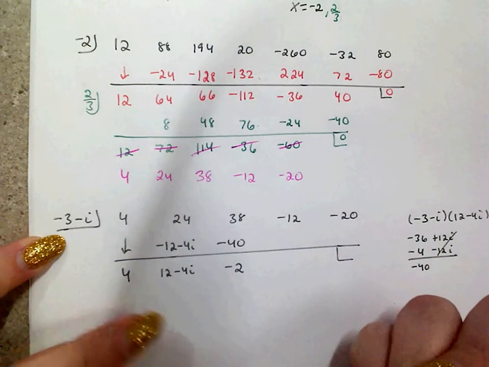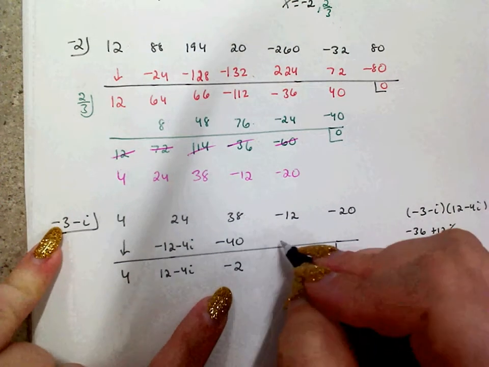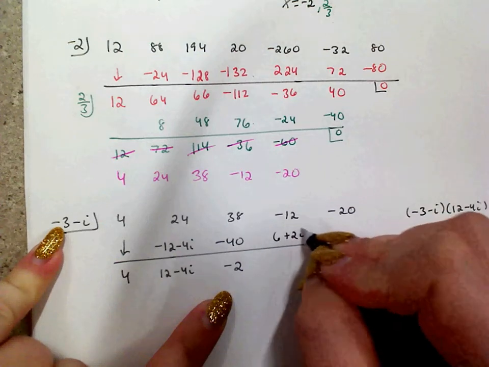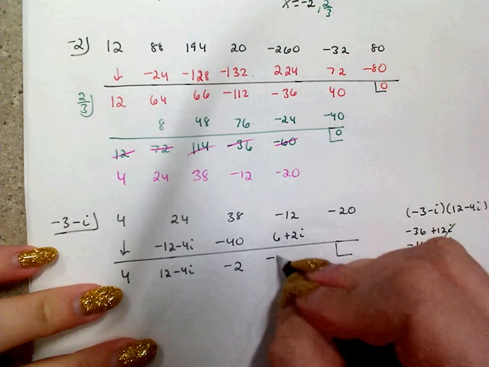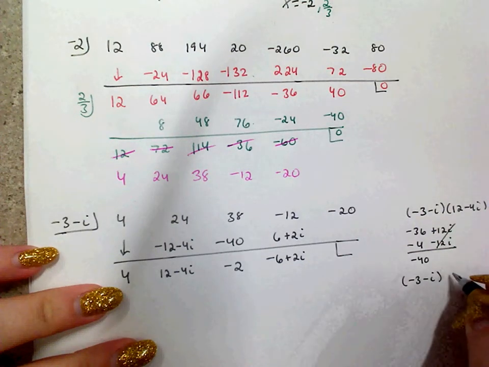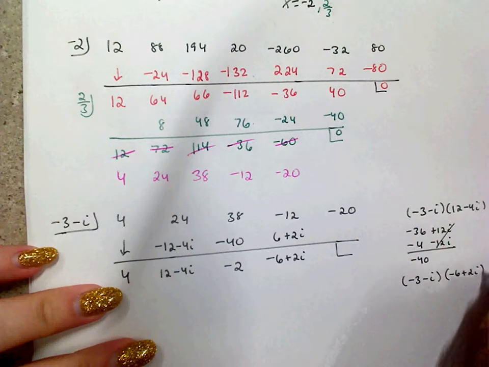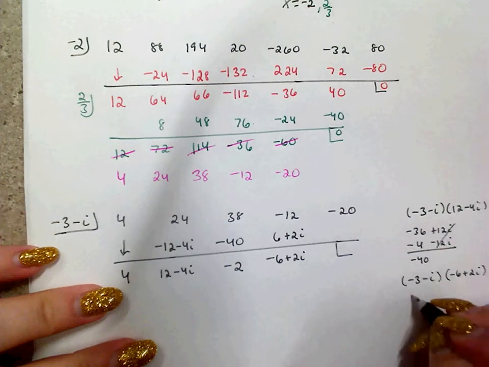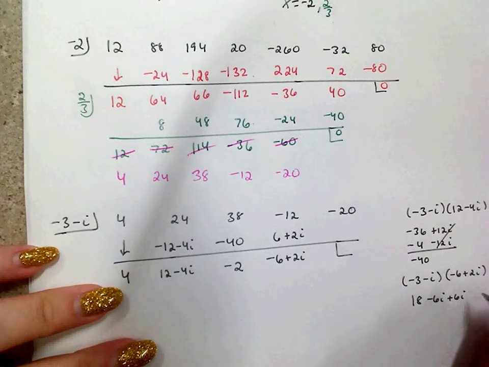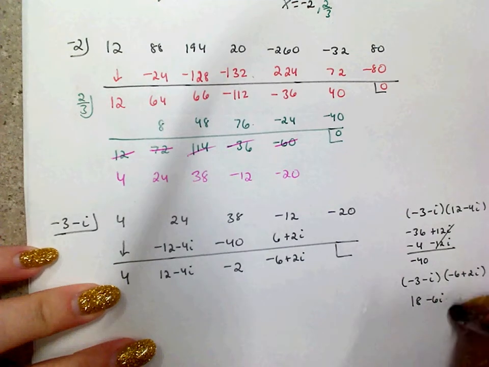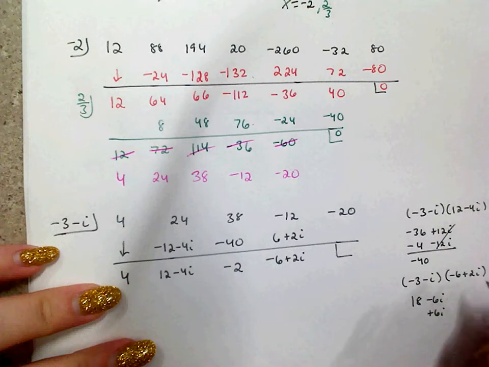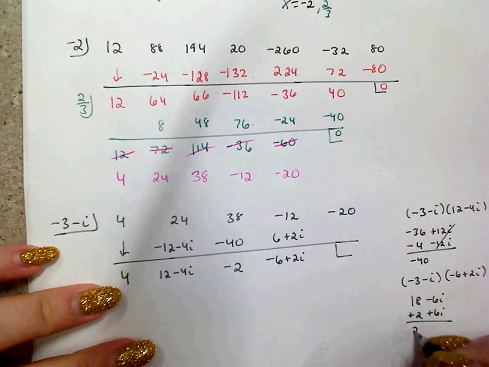So I'm going to distribute by negative 2. Negative 2 times negative 3 is 6, and negative 2 times negative i is positive 2i. Bring it down, that's a negative 6 plus 2i. So I've got negative 3 minus i times negative 6 plus 2i. That's a positive 18, negative 6i, a positive 6i, and it's stacked the way I have been stacking. And negative i times 2i is a negative 2i squared, which is a positive 2, which is negative 20.